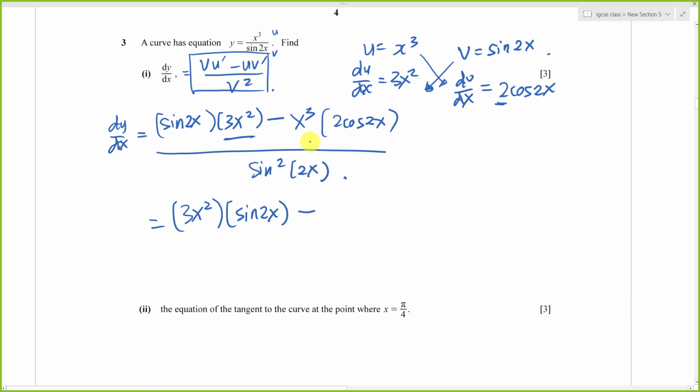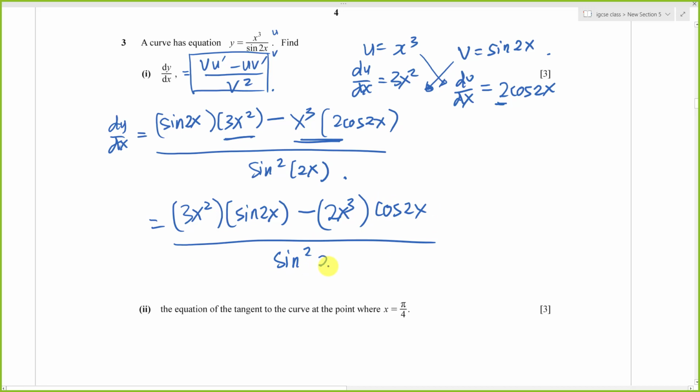So here I will multiply them, so I will put the 2x cubed at the front here, and then cos 2x I will write at the back. And then this one will be just sine squared 2x. Alright, you can leave it like this, so you don't need to factorize out the x squared and all that.